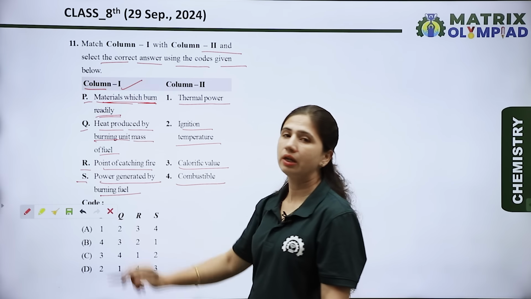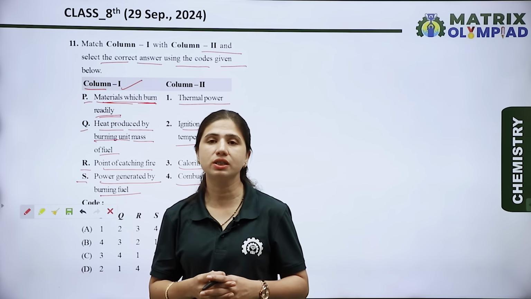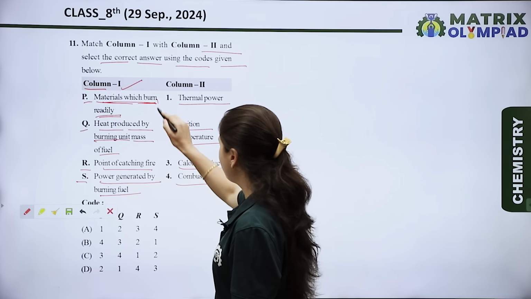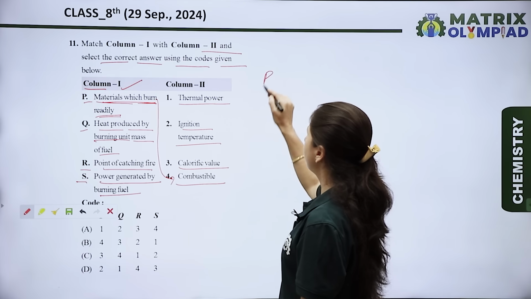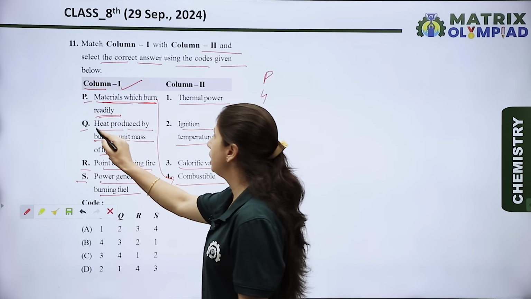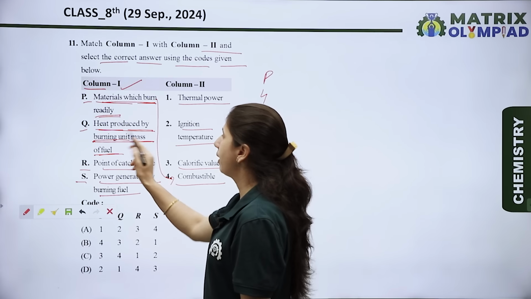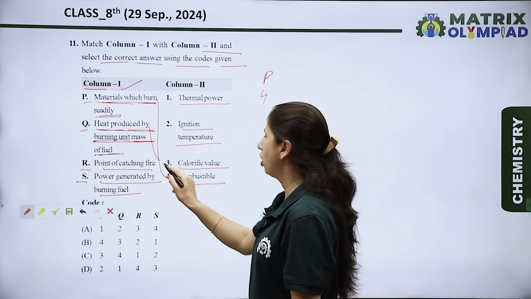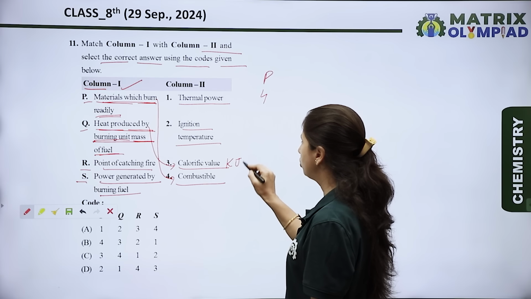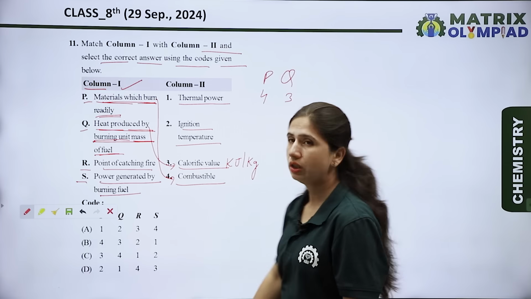Now let's see column first. Materials which burn readily. The substances which burn readily, or rapidly, are known as inflammable substances, or combustible substances. So P matches with option 4. Now the next option is heat produced by burning unit mass of fuel. The heat produced by burning unit mass of fuel is known as the calorific value, and the unit of the calorific value is kilojoule per kilogram. So Q is matched with the third option.